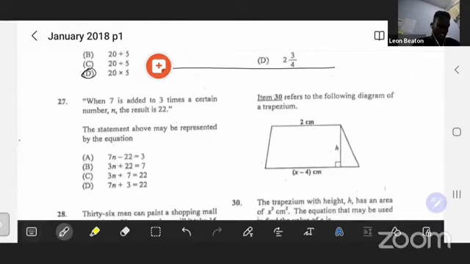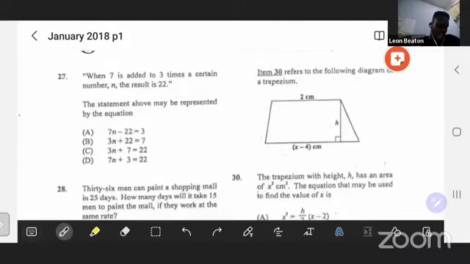27 says, when 7 is added to 3 times a certain number n, the result is 22. So this says you got the number 7, and it's added to 3 times a certain number n. So 7 plus 3n is equal to 22. This is the same as 3n plus 7 is equal to 22, which is C.